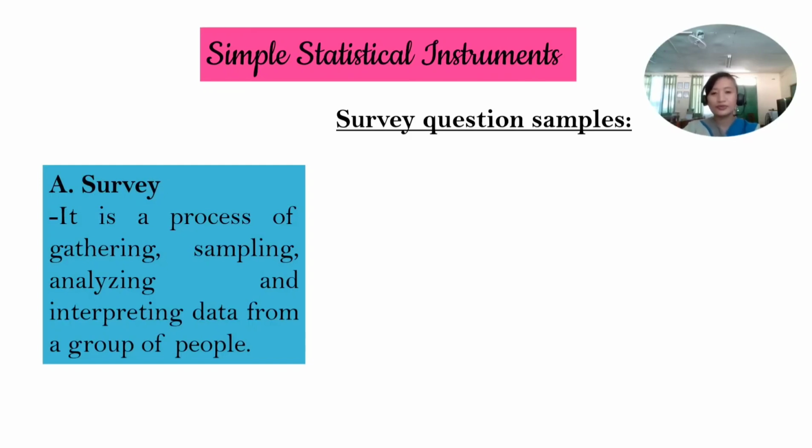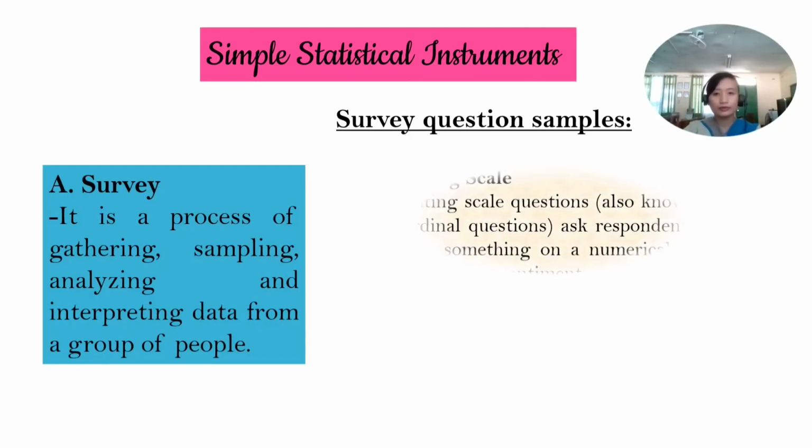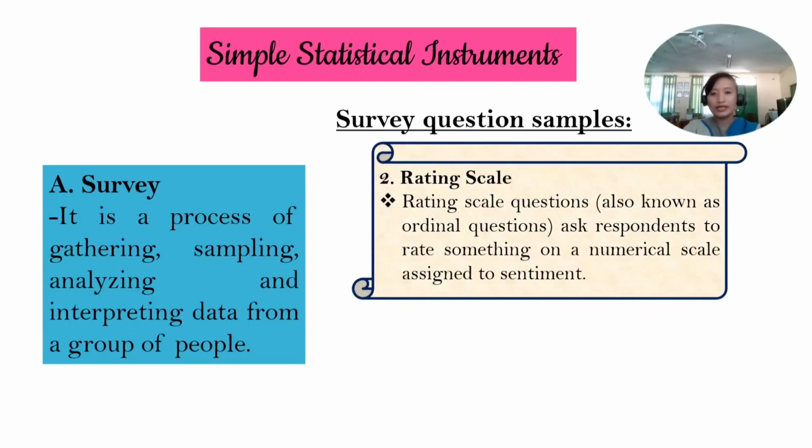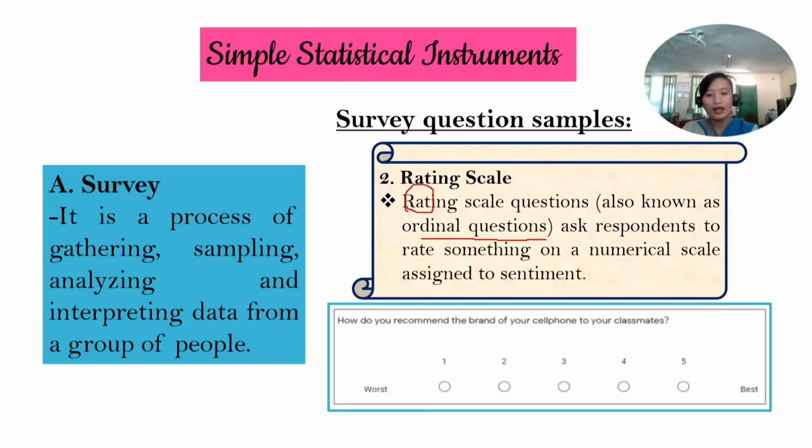Now, that is the first one. Let's continue to number 2, which is a rating scale. Rating scale questions, also known as ordinal questions, ask respondents to rate something on a numerical scale assigned to sentiment. From the word rate, you are going to rate. For example, how do you recommend the brand of your cell phone to your classmates? 1 being the worst and 5 being the best. So you're just going to rate. If it is worst, you select 1. But if it's best or you like your phone, you recommend it, so you select 5.